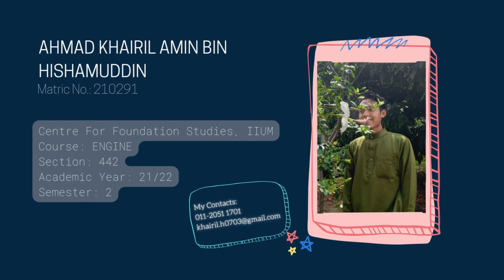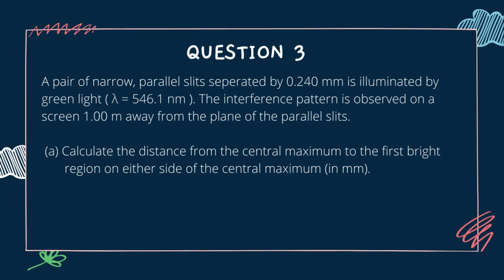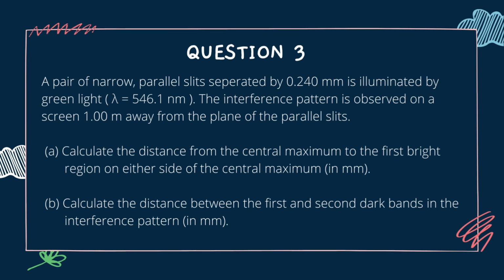Today I will be presenting about one of the questions that my lecturer, Madam Siti Munirah, assigned us to choose and explain in a video style presentation. The question I chose is question number 3. The question is about the Young's double-slit experiment, which involved the concept of wave interference. Without further ado, let's start by looking at the question itself.